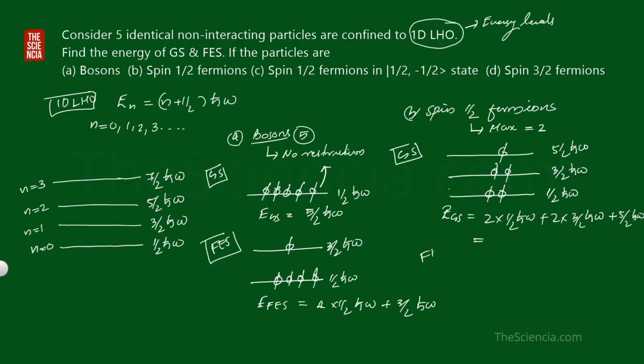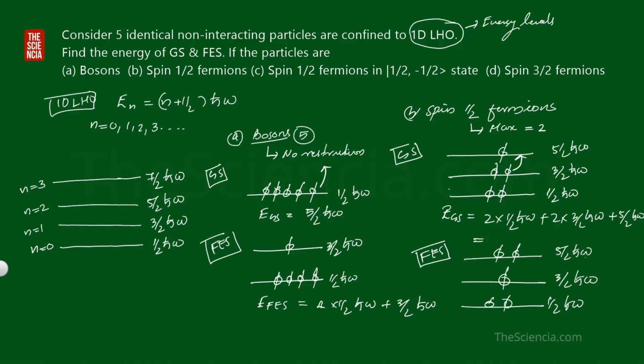Now let us consider the first excited state. That is, this one will jump to the next higher state. So the ground state has half h cross omega, and one particle jumps to the next higher state. So only one in 3 by 2 h cross omega and two will be here. That is 5 by 2 h cross omega. So by adding these energies, you will get the energy of the first excited state.